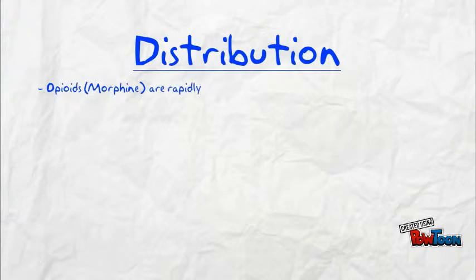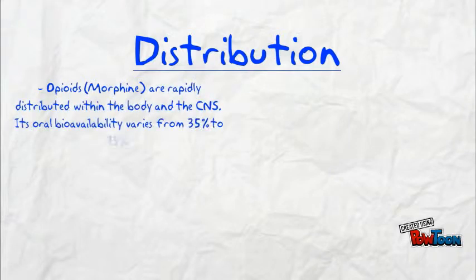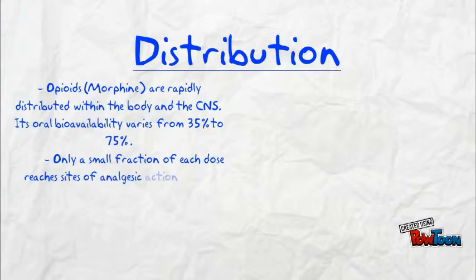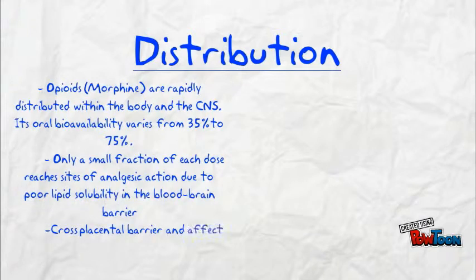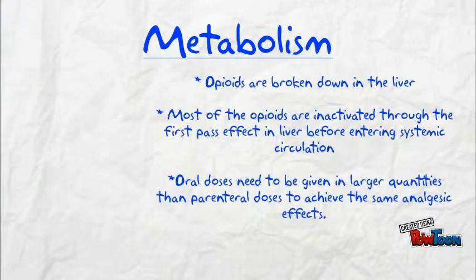Opioid distribution is important because only a small fraction of each dose reaches sites of analgesic action due to poor lipid solubility in the brain-blood barrier. Opioids such as morphine are rapidly distributed within the body and the CNS, but in smaller quantities. Opioids can cross the placental barrier and affect the fetus, so do not take these while pregnant.